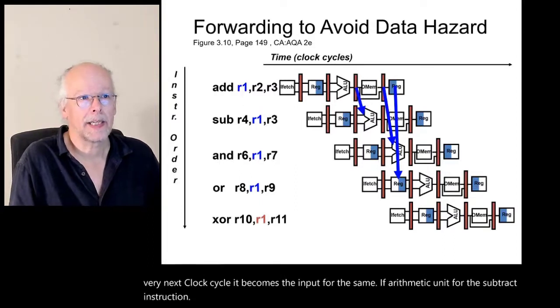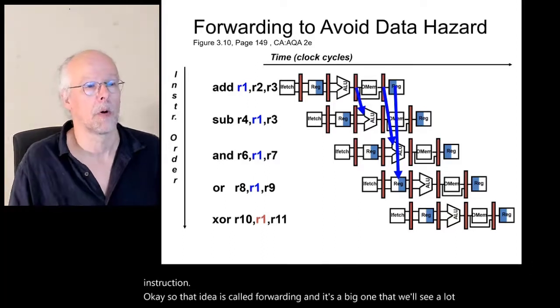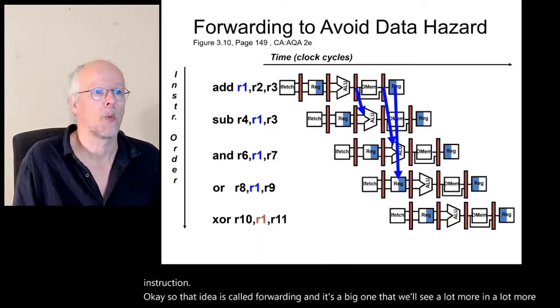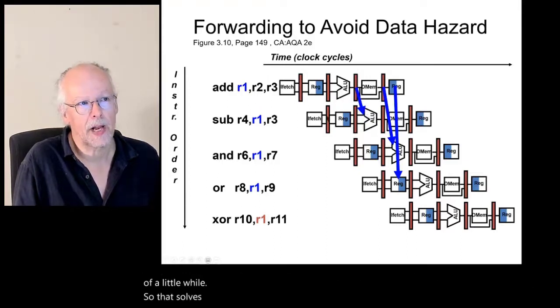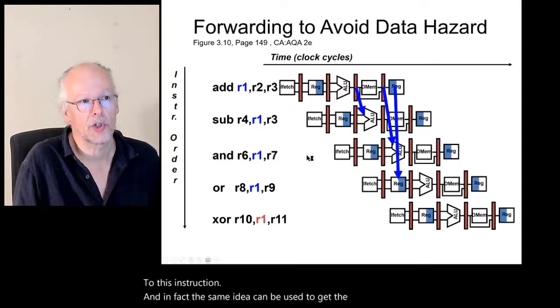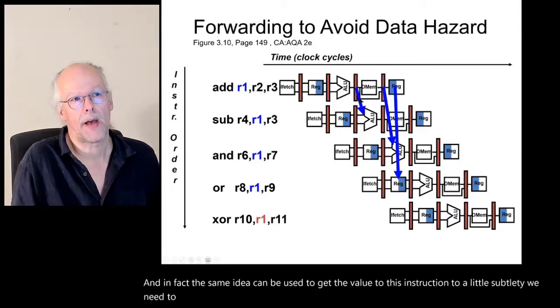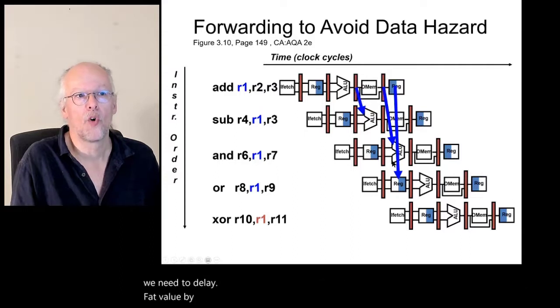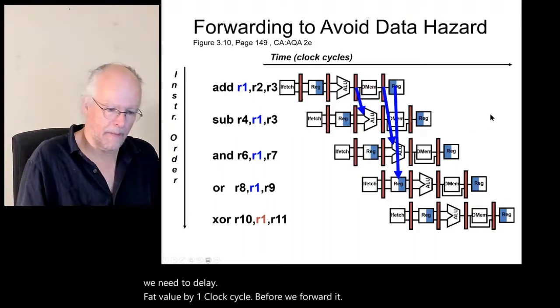Okay, so that idea is called forwarding, and it's a big one that we'll see a lot more of in a little while. So that solves the problem of getting this value to this instruction, and in fact the same idea can be used to get the value to this instruction too. A little subtlety, we need to delay that value by 1 clock cycle before we forward it. So that's forwarding in principle.